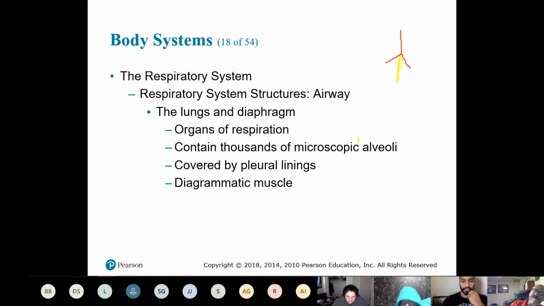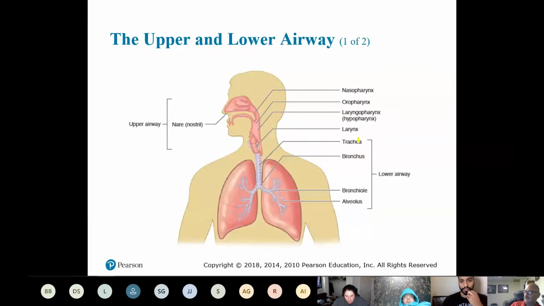Now the other component here is the diaphragm. The diaphragm is a dome-shaped muscle, and because it's a muscle, is it going to contract like other muscles do? Yes or no? It's going to contract like other muscles do? Yes. It's a muscle. Okay, so there's the upper and lower.